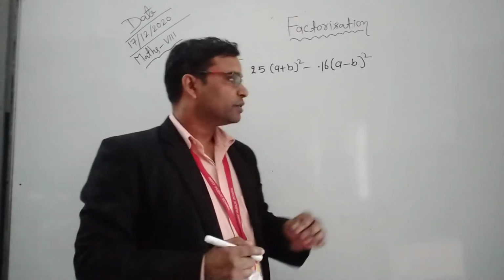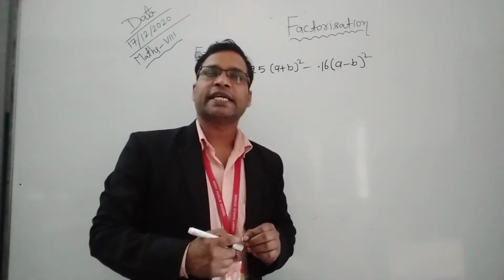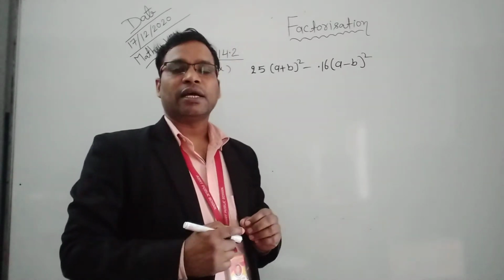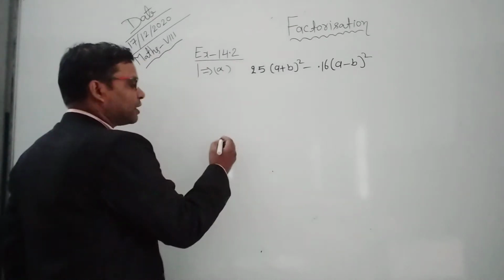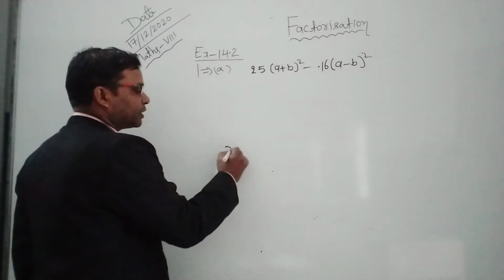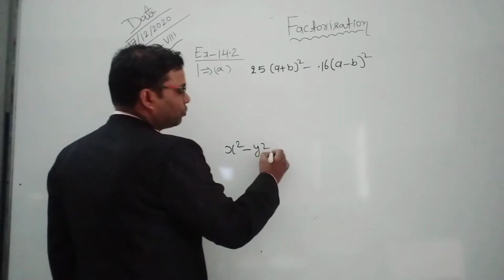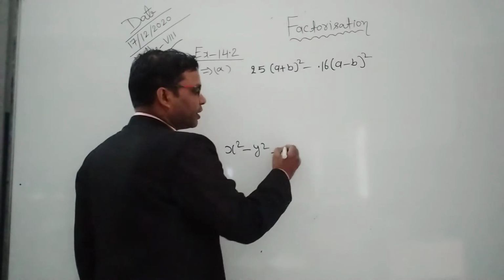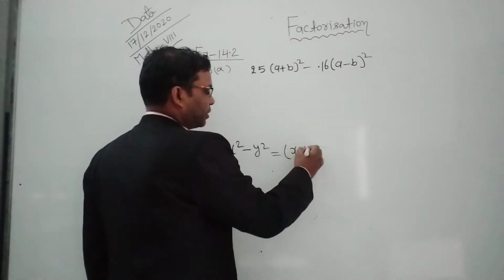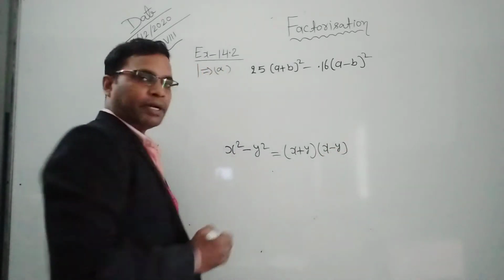So you can solve this question in two types. First type, you can use here the third identity. What is the third identity? Third identity is the difference of two squares. Difference of two squares means x square minus y square. This is equal to what? This is the third identity. You know very well. This is equal to x plus y into x minus y.